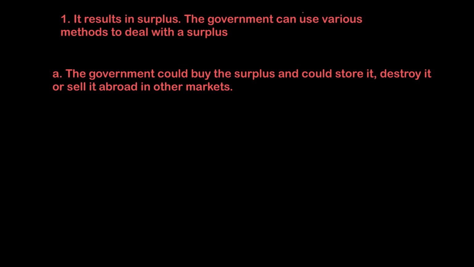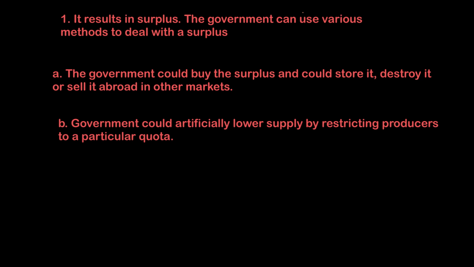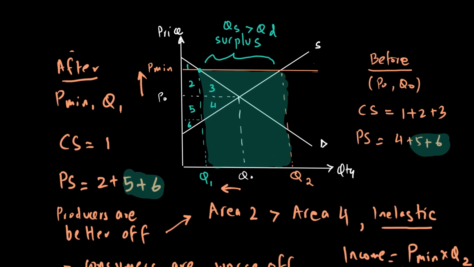Another way they can go about it is that the government could artificially lower supply by restricting producers to a particular quota. Let me explain that again, going back to the diagram. If you look at this diagram, guys, if the government decides to make this the mandatory quantity, like they say, to not exceed beyond Q1, this becomes kind of like a quota, right? When they put a quota like this, they are restricting quantity.